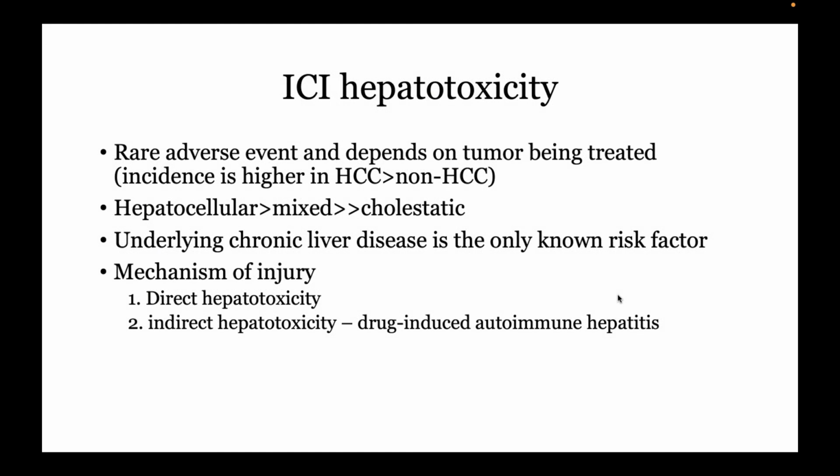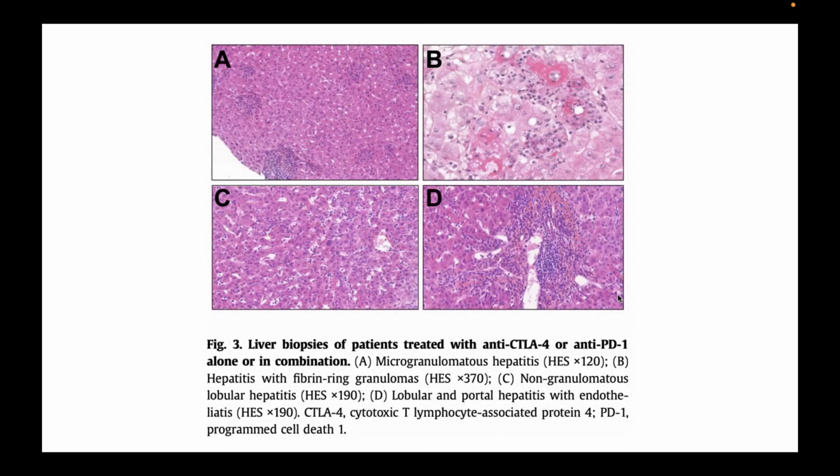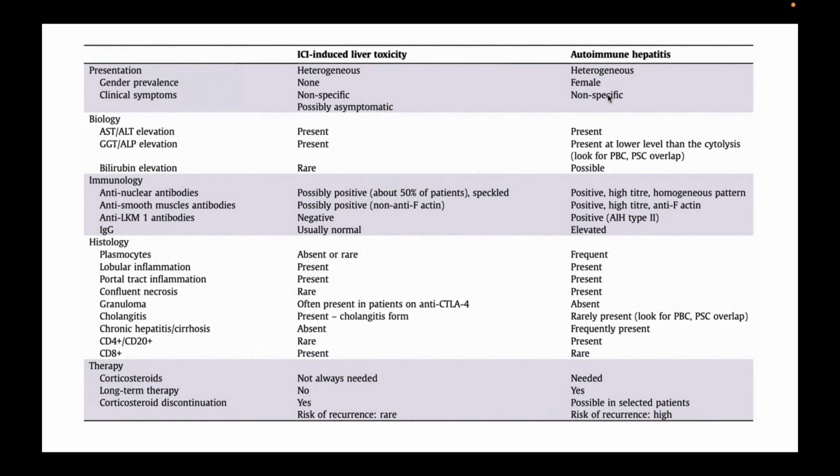The underlying mechanism is really unknown, but they think about it as two different mechanisms. As we said, it's either direct hepatotoxicity or a drug-induced autoimmune hepatitis. And when you do the biopsy, it can show one or the other. It can show an autoimmune hepatitis-like reaction.